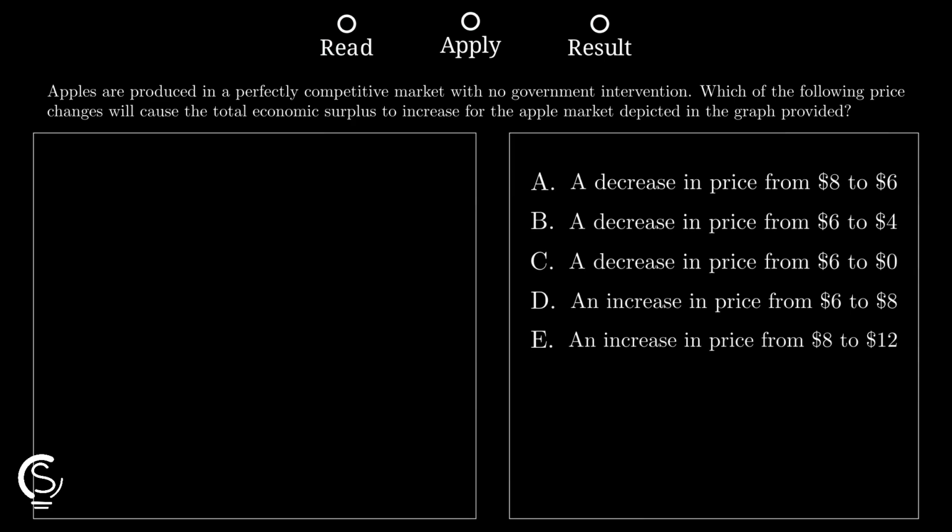First, look at the graph to find where the supply and demand curves intersect. That point is our equilibrium, which shows the market price is exactly $6 right now.